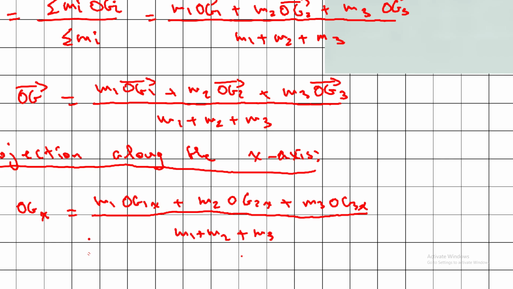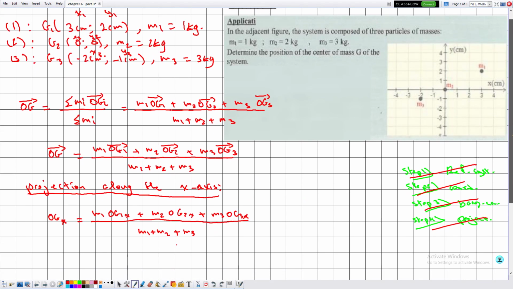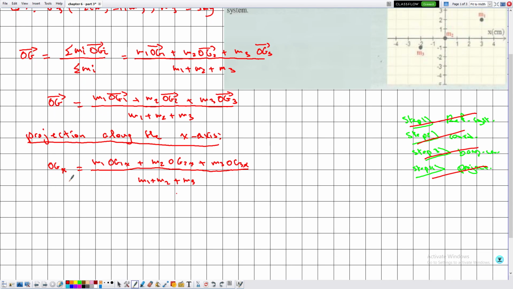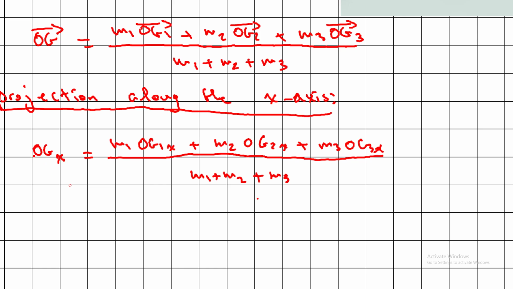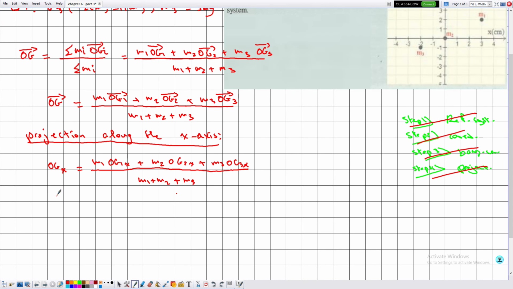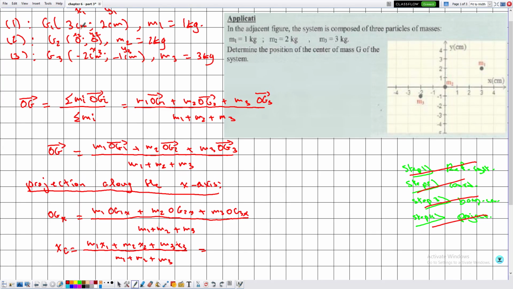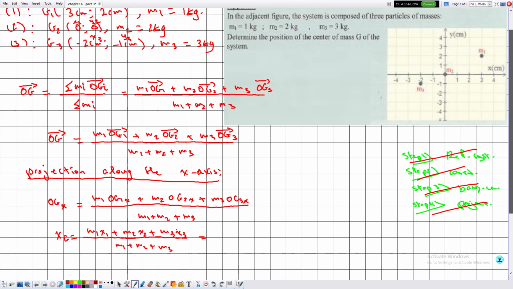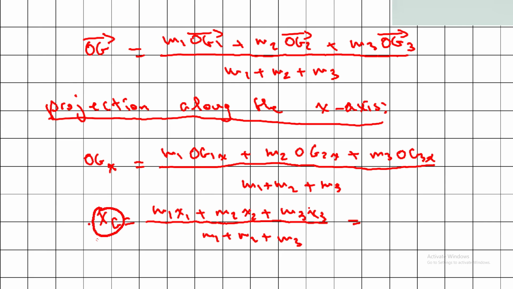Notice that in this case the masses are scalar quantities, so they don't have projection along the x and y axis. And here, because we are measuring the coordinates with respect to the origin, this is reduced to the coordinates of the point G, which is equal to m1 x1 plus m2 x2 plus m3 x3 divided by m1 plus m2 plus m3. Now let's replace the values. Since the positions are expressed in centimeters, the value of xG will be expressed in centimeters.